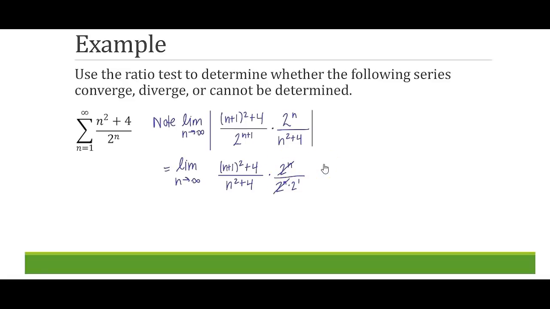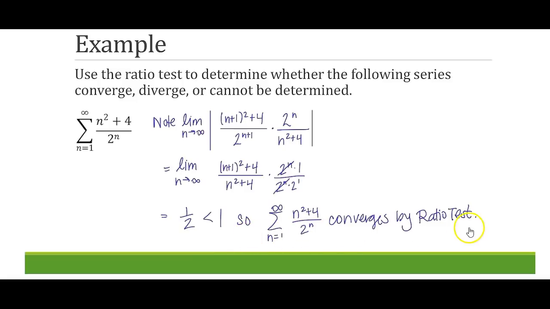Now, the 2 to the n's cancel, and I really just have a 1 up there. So over here I just have 1/2 left over. Now over here, as n approaches infinity, this quadratic over this quadratic is just going to end up being 1, the leading coefficient. So if I think about multiplying all of this out, I'm still just going to have n squared, and here I have n squared. So this part is 1, and over here all I have left is a 1/2. So I end up with a value of 1/2, which is less than 1. So by the ratio test, this infinite series converges. And this would be our written conclusion.